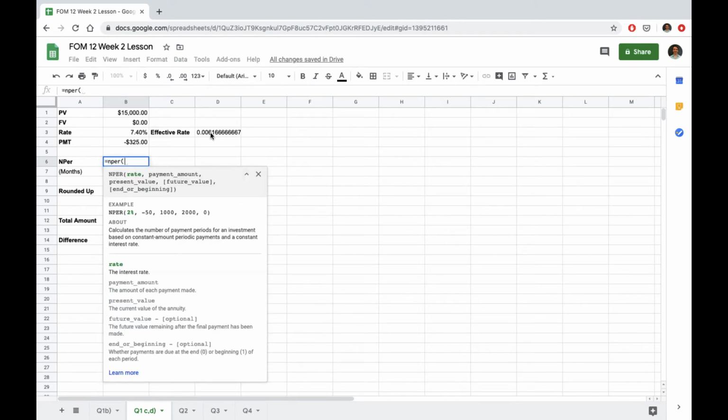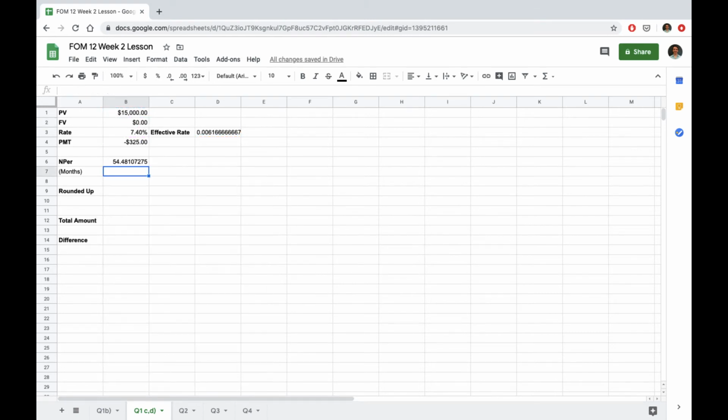First we click on our rates, payment amount, present value, future value, still paying at the end, so we need a 0. And we get that it takes him 54.5 months, but we're told to round up, so our answer in this case would be 55 months.